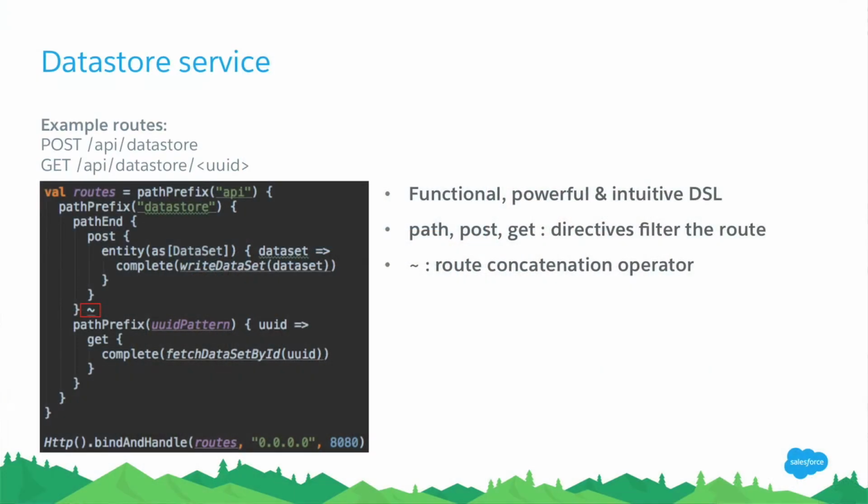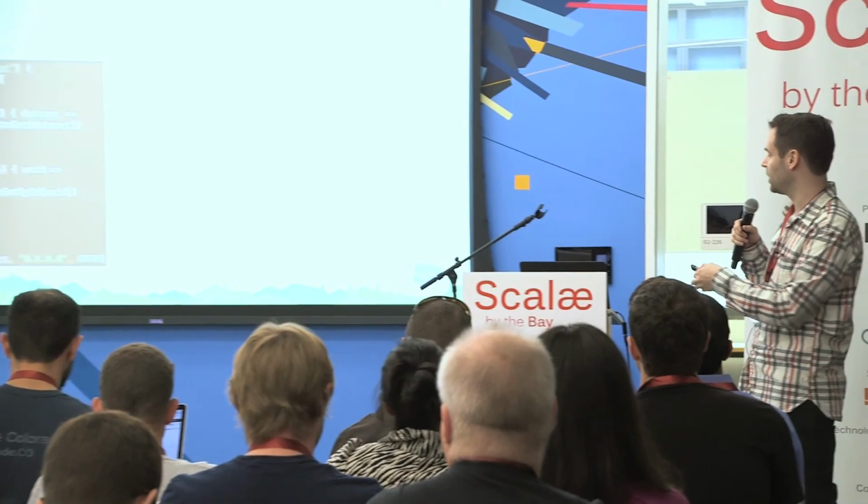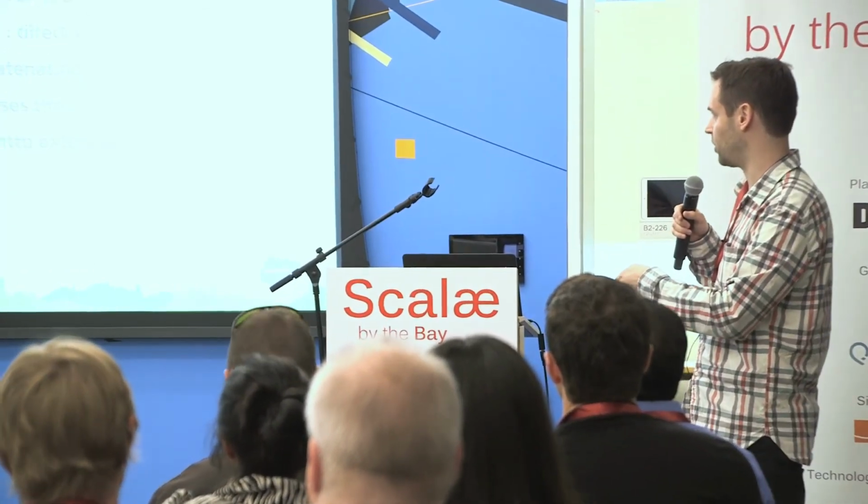And so when you want to chain routes together, you use the tilde operator. And if the first route is rejected, then only then the second route will be evaluated. The complete function call actually closes the route and returns the HTTP response to the server. This Http function call is the Akka-http extension, and that's how you instantiate it. So again, very simple, very easy, very functional in the structure.